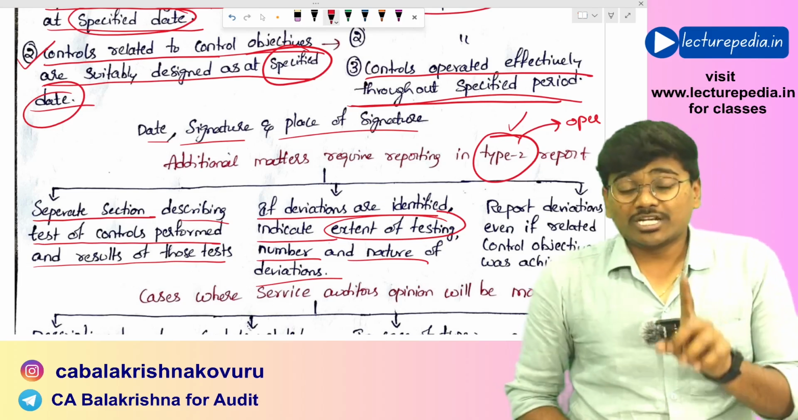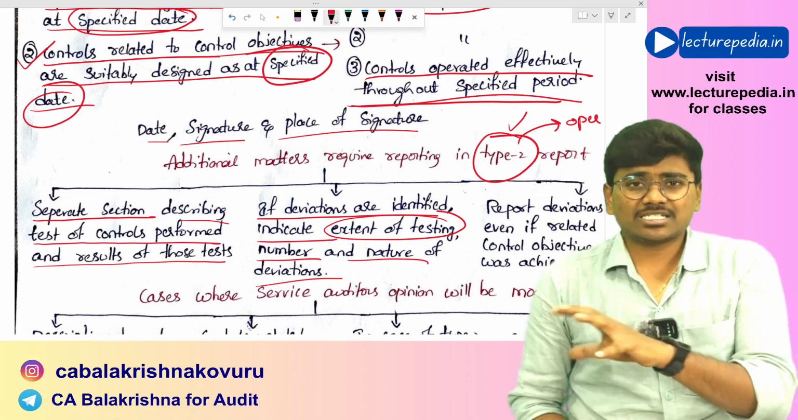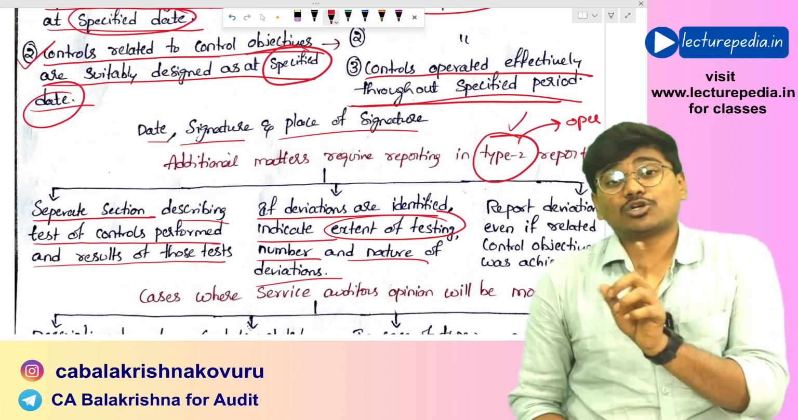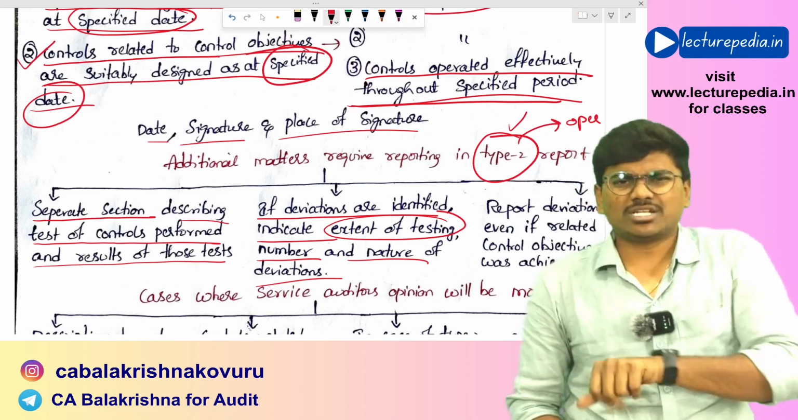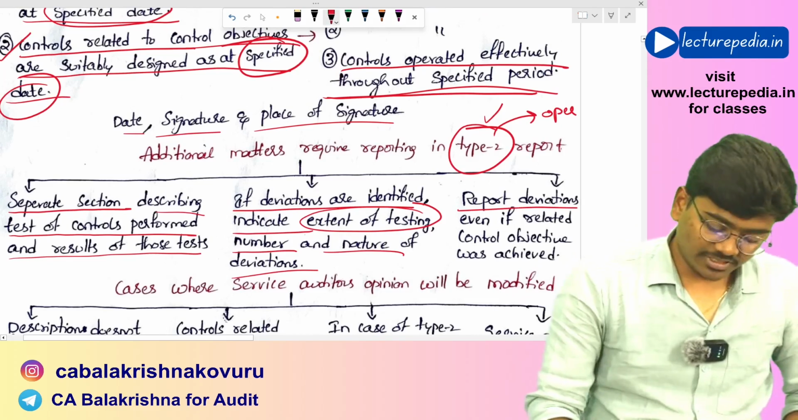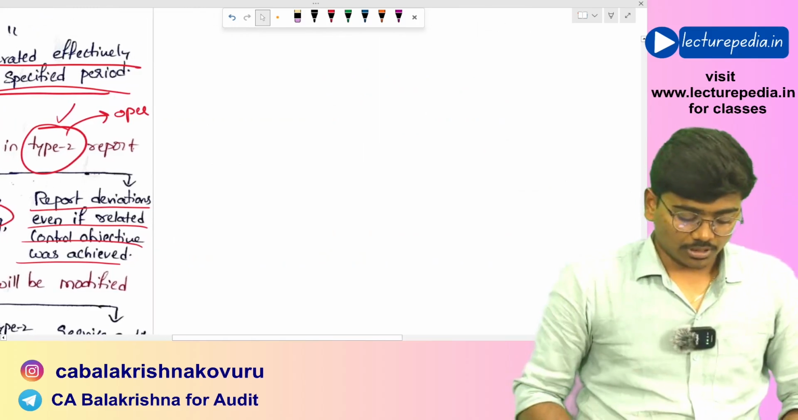And also you need to mention this deviation from controls has to be mentioned in the report even if control objective has been achieved. What is this? Let me explain you. See, first of all, I'll read this. Report deviations even if related control objective was achieved. Let me tell you an example.